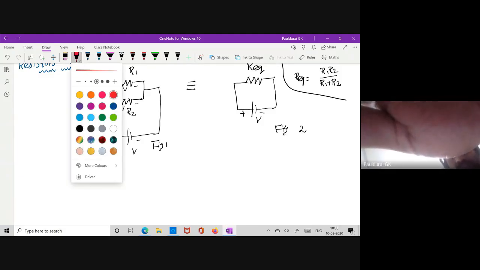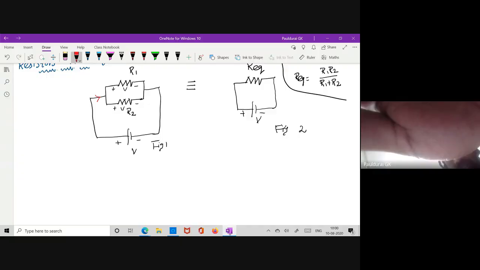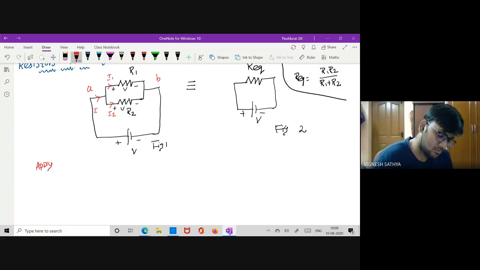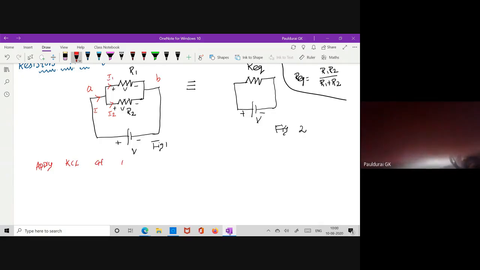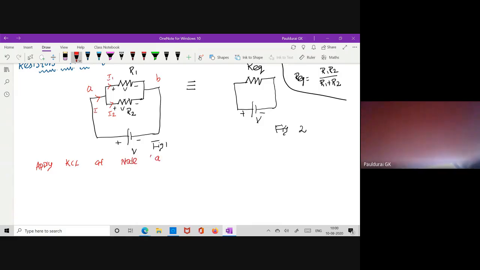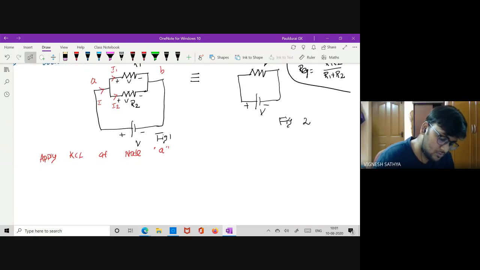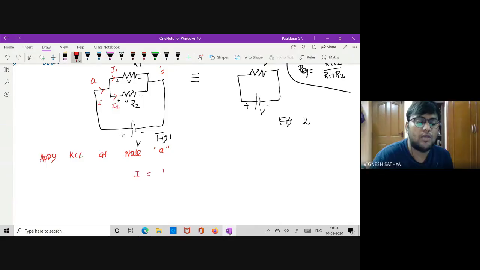But what is happening here? Take the total current as I. This current is actually divided. Take this as I1 and this as I2. Now take some terminal A and some terminal B. Now apply KCL at node A. What is the KCL equation at node A? I equals I1 plus I2.